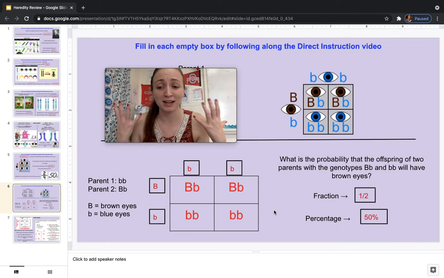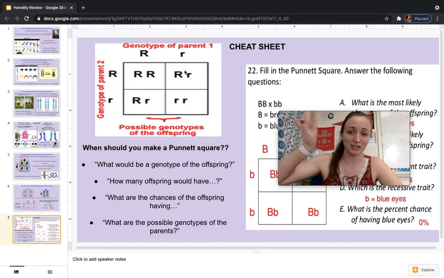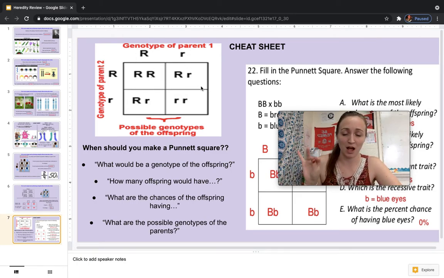Kind of cool. So that is the whole point of the Punnett squares. Here's your cheat sheet. It's going to help remind you how to actually set up a Punnett square. Here's where the genotype of parent 1 and parent 2 goes, and these are the possible genotypes of the offspring.